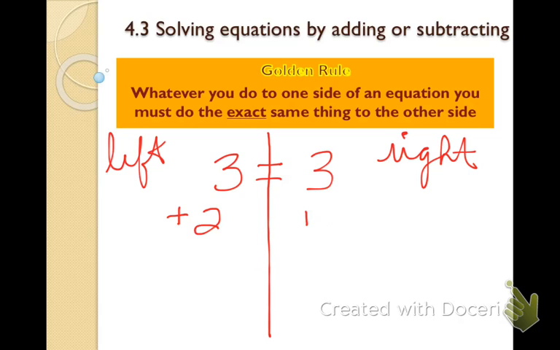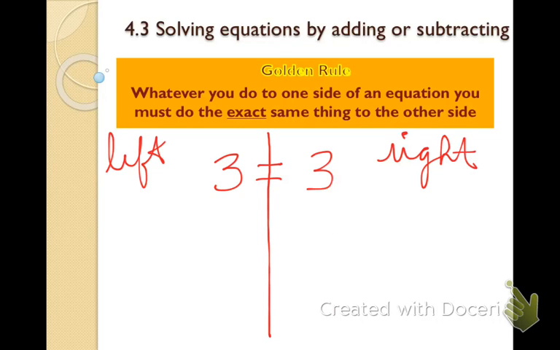Let's back it up a couple steps. Let's say, I'm just going to make something else up. Let's say I want to subtract 7 on this side. If I want it to still be equal, I have to do the exact same thing on the other side. On the left side, 3 minus 7, negative 4. On the right side, 3 minus 7, negative 4. They are still equal. Told you this is a silly rule, but you have to remember this.